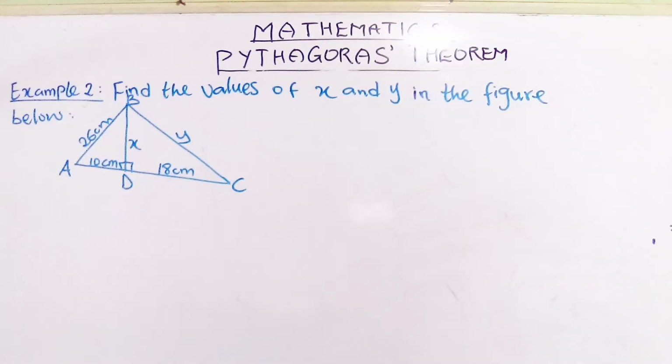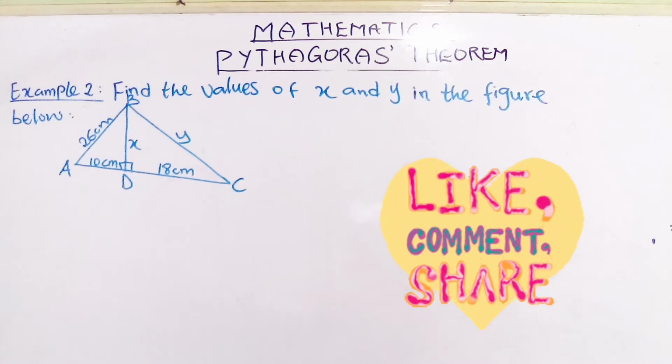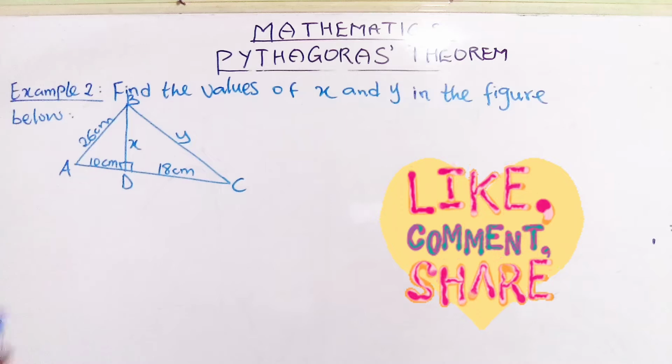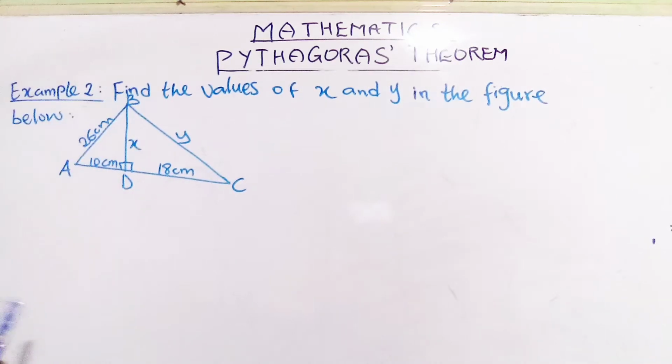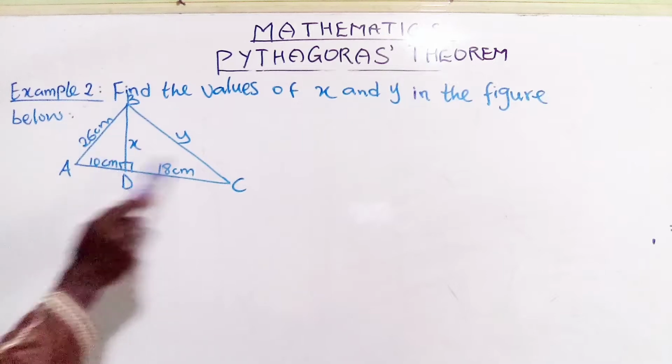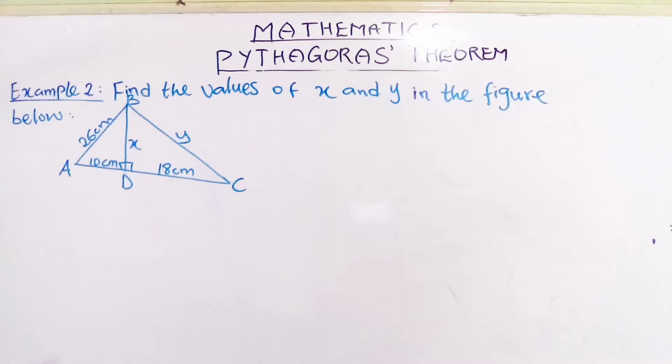Example 2 reads thus: find the values of x and y in the figure below. So we have this figure. The first thing is to determine how many triangles we have here. Of course, we have 2. And don't forget, your angle will be at the center. We have triangle ADB and triangle BDC or CDB. Just make sure that this B is at the center.